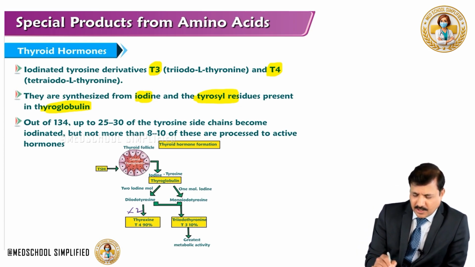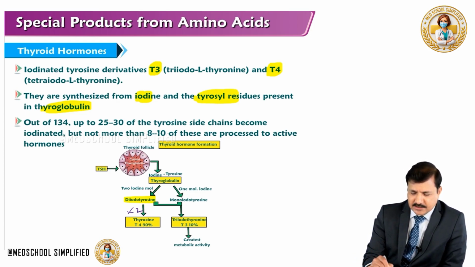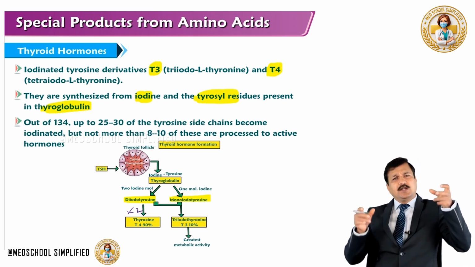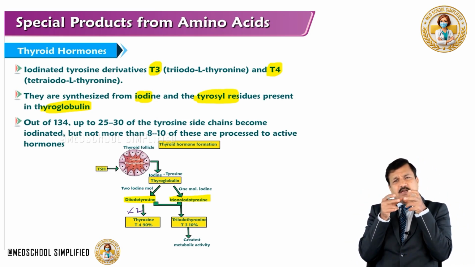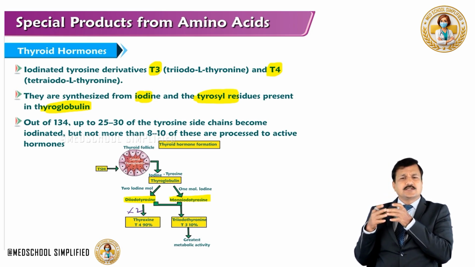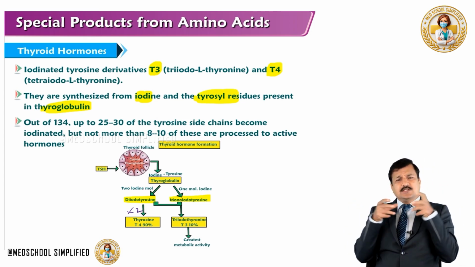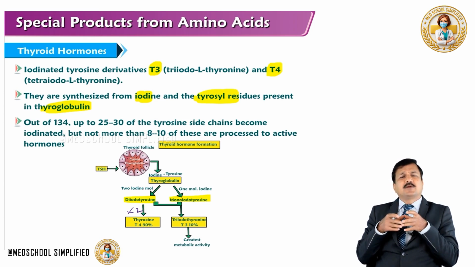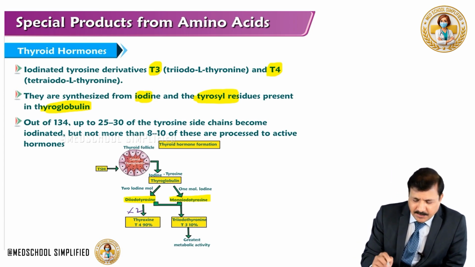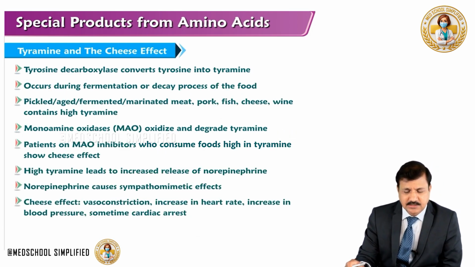So if two iodine molecules are added, that becomes diiodotyrosine. If only one iodine molecule is added, it is monoiodotyrosine. If one diiodotyrosine combines with one monoiodotyrosine, you get a triiodothyronine. So that is around 10% of the total thyroid hormone. If two diiodotyrosines combine, it becomes thyroxine, that is 90% of the thyroid hormones that are there in the circulation. That's how the thyroid hormones are synthesized.